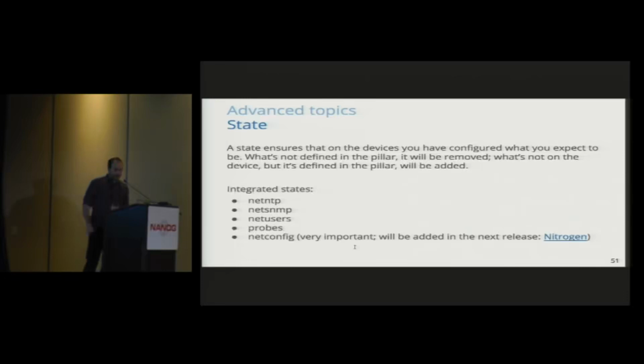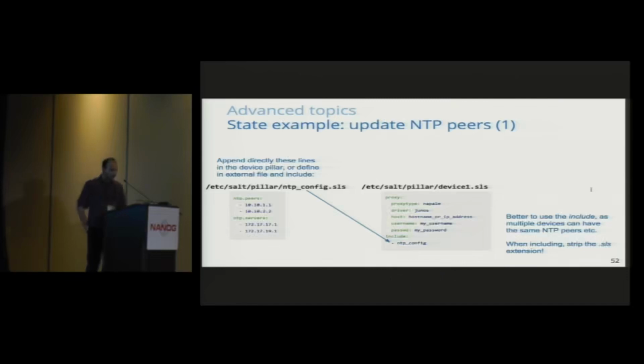In the latest release, we have introduced a couple of states like netNTP for NTP, netSNMP, users, probes for IPSLA and RPM probes. And this one, netconfig, will be introduced only in the next release. This one will help you run and write any kind of configuration changes you need. It is the most generic and the most complete state of all. We'll begin with something trivial. We'll see how you use the states to update NTP peers.